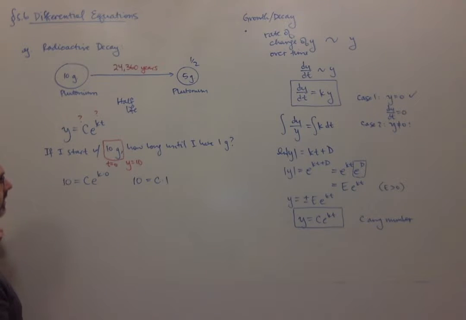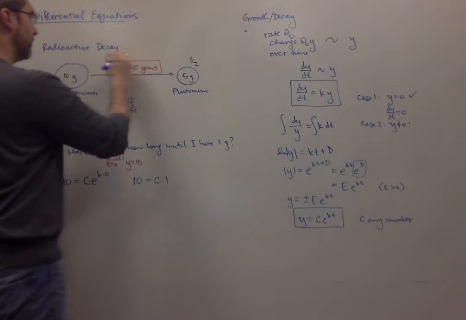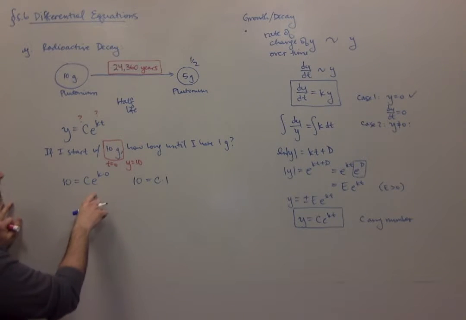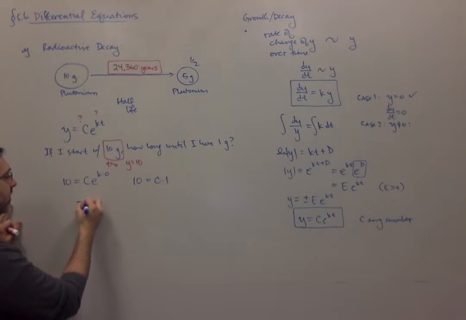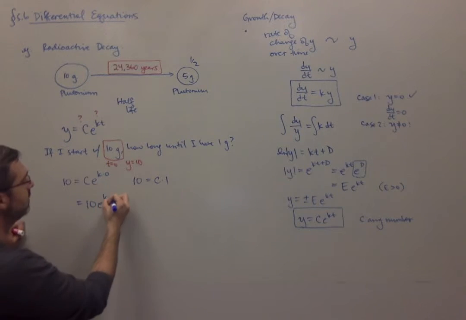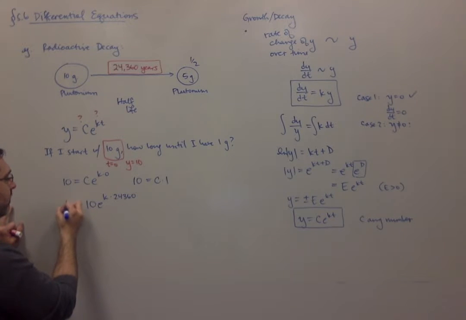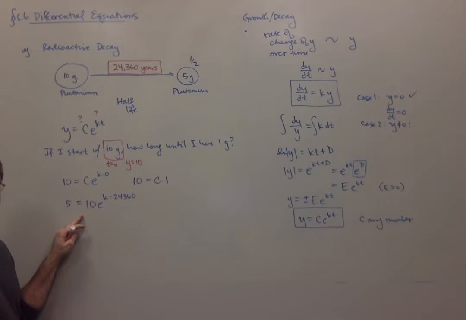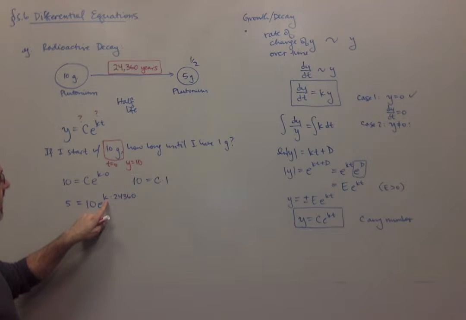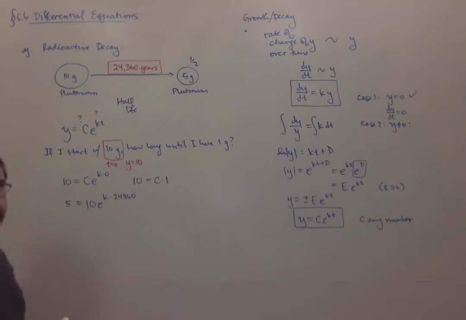So I'm going to start with 10. Now, the place I'm going to use the half-life is I'm going to figure out what that's going to tell me: if I start with 10 and I go for time 24,360 years, I end up with 5 grams, right? I end up with half. So if I can solve this equation, that's going to let me figure out what this k is. I already know what c is. That half-life information is going to let me figure out what the k is.